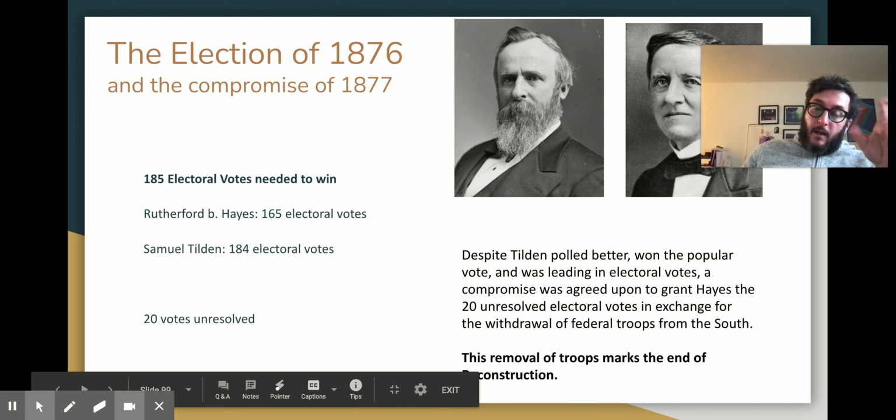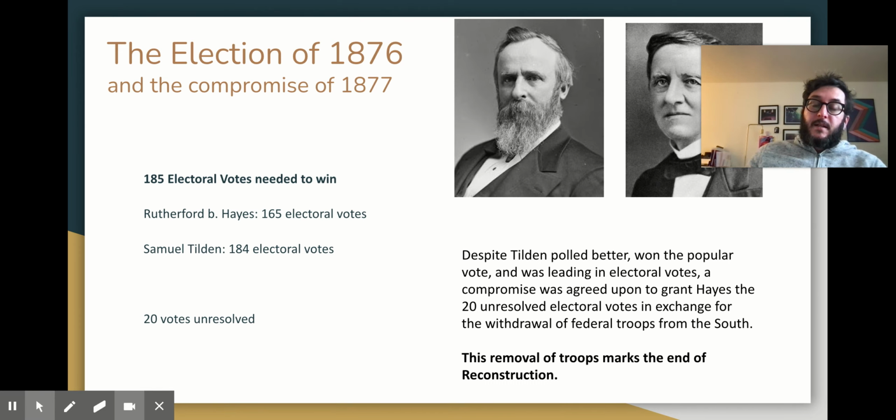The end of Reconstruction really coincides with the election of 1876. One more compromise we're going to work on here, the compromise of 1877. I did a lowercase c because some of our other compromises that we've covered have been actual things that there's documentation for. This is unofficial. This is unwritten. This is a backroom deal between politicians to come up with a solution.